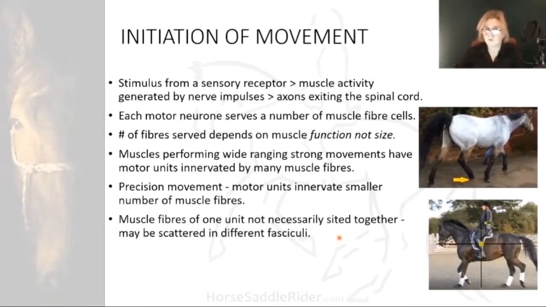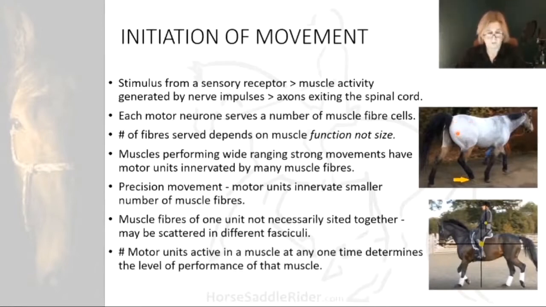And the muscle fibres of one motor unit are not necessarily sited together. They may be scattered within different fasciculi or muscle fibres. Muscles of the pelvis may well be scattered around. And the number of motor units active in a muscle at any one time determines the level of performance of that muscle. So the more activation will determine the level of performance. And of course, the other equation is whether that will be a precision movement or a power movement. So a complex electrical wiring system there in the body.